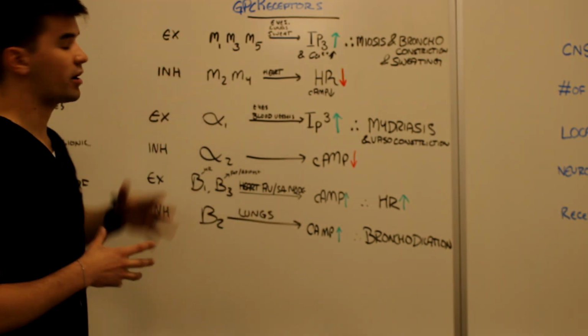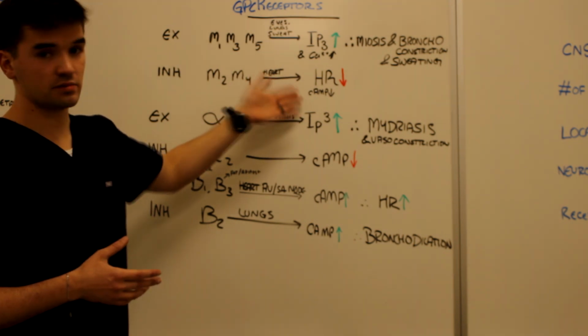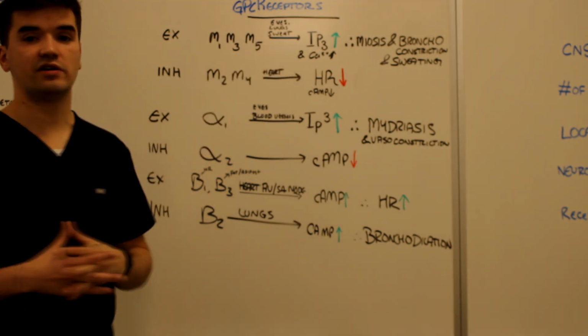Muscarinic 2 and 4 are inhibitory receptors, and when they are stimulated, they decrease cAMP, which is a messenger molecule, which therefore decreases heart rate.